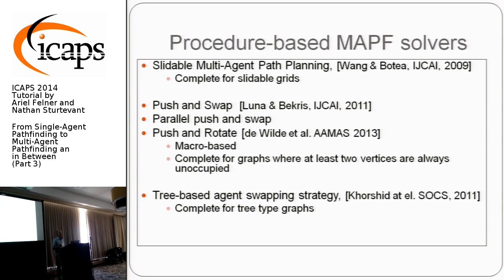Another variant is by Korshield, and Nathan and Rob were co-authors here. It is very similar to push and swap, and this is complete for trees. But all these methods do not know the quality of the solution, they just want solutions fast. So it is really problematic to compare.